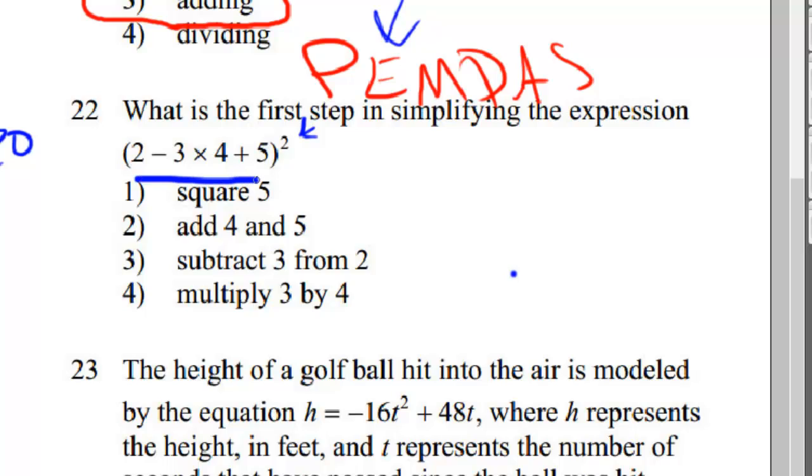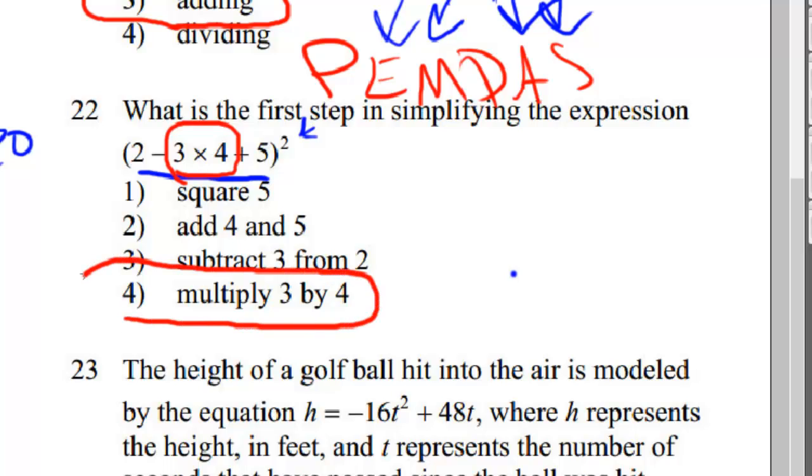And when we're inside the parentheses, we've got 3 operations. We've got subtraction, multiplication, and then adding. So we're going to go back to our order of operations, and we know that we do multiplication before we divide, add, or subtract. So I can see that the very first thing that we're going to do in parentheses is do 3 times 4. We would do multiplying before adding or subtracting, and is that an option? It is option number 4, multiply 3 by 4. The answer to number 22 is option number 4.